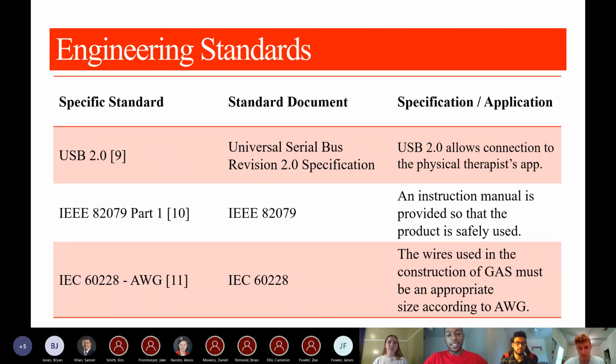Lastly, we have our IEC 6228. That makes sure that the wires that we're going to include can conduct electricity, but are small enough that they can be worn comfortably.